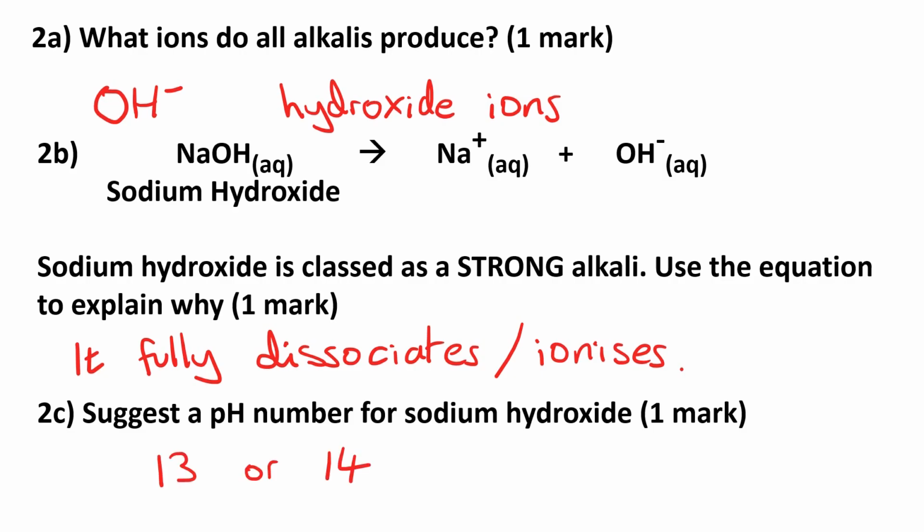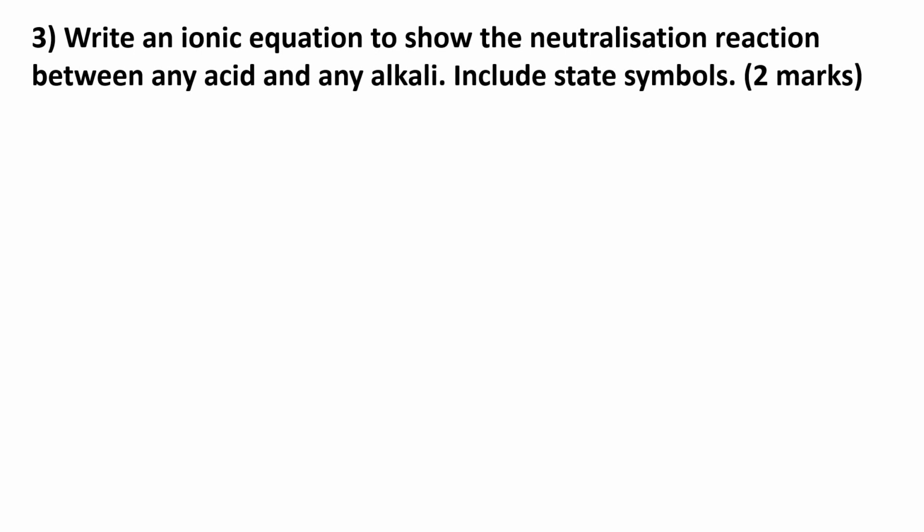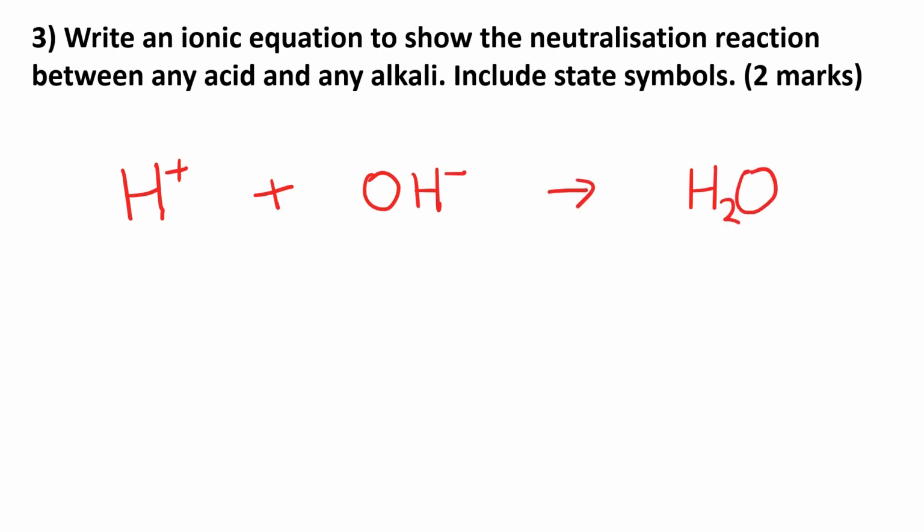Question 3. Write an ionic equation to show the neutralization reaction between any acid and any alkali. Include the state symbols. Well, from any acid we're going to have hydrogen ions present. And from any alkali we're going to have hydroxide ions. When they combine, they produce water. So that would be for the first mark.